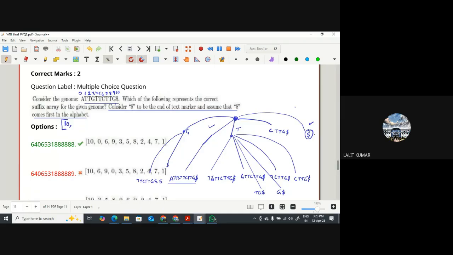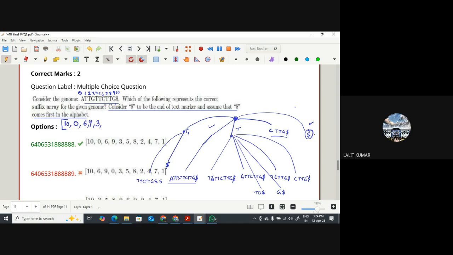So now we come alphabetically to A. We find the position of A, so it is 0. Next alphabet will be C. So C is at 6. After C, now will be G. Now you see there is one G dollar and there is GT dollar. So dollar is always before everything. So first will become G dollar. G dollar position is 9. Then GTTCT, where it is, GTTCT is 3.